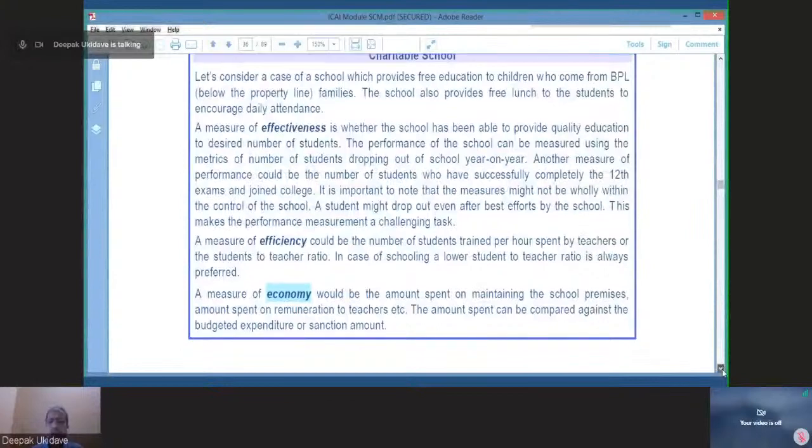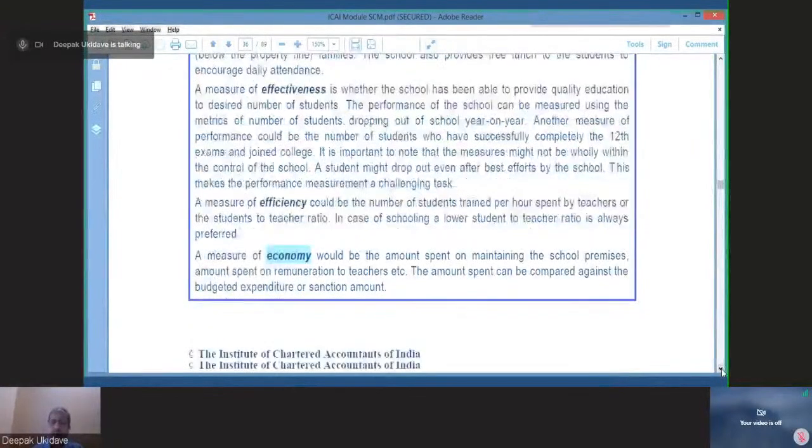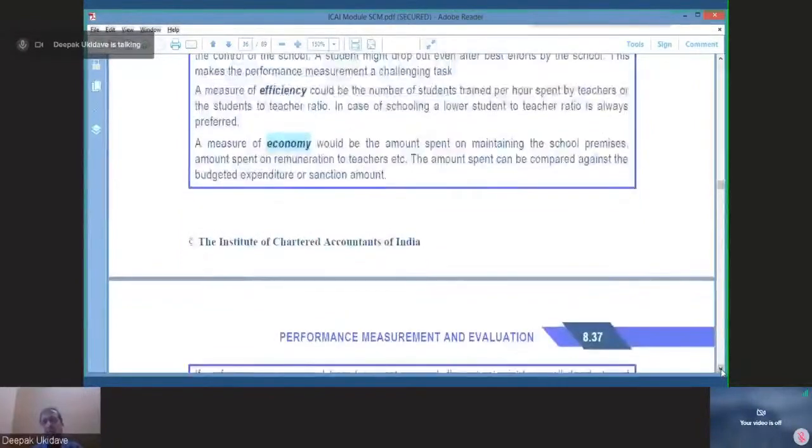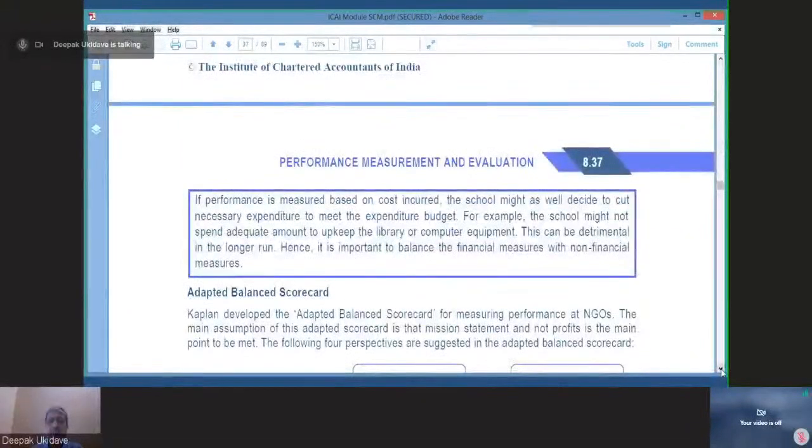Prepare this case study, and you should be in a position to write in your own words some additional points which emerge out of this discussion, which revolve around the three parameters, that is effectiveness, efficiency, and one has to balance financial measures with non-financial measures, particularly in case of non-profit organizations.